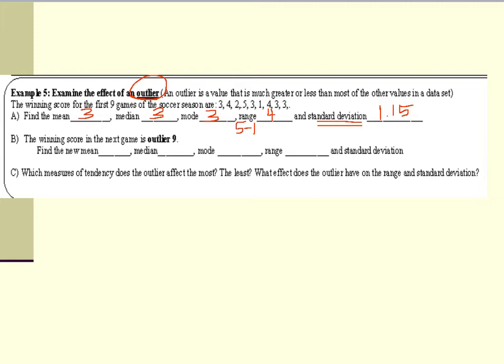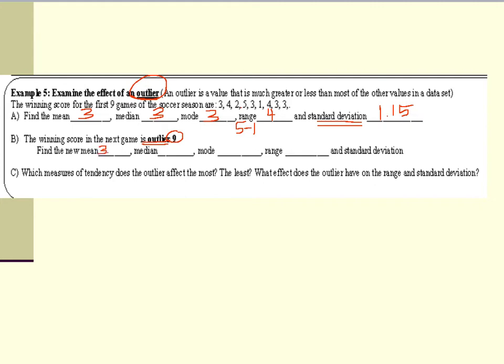Now, here's the only thing. When they play their next game, what they find is that they won by 9 points. Which, if you look at the data is like from 1 to 5, so it's pretty close together, and then all of a sudden I throw a 9 out at you. 9 is an outlier. Okay, so if I go back to my data set and add one more value of a 9, here's what happens.